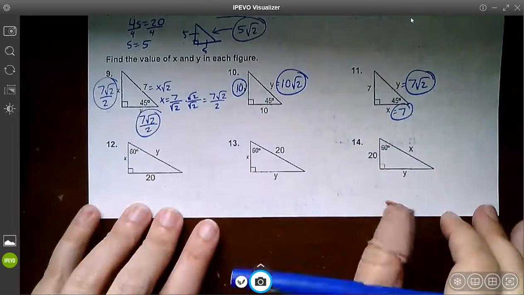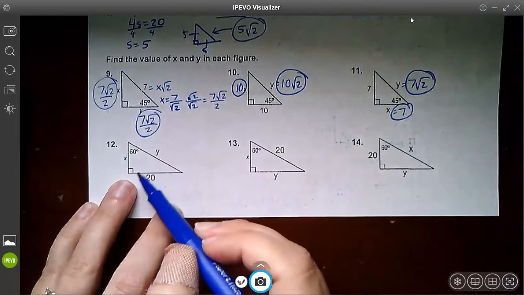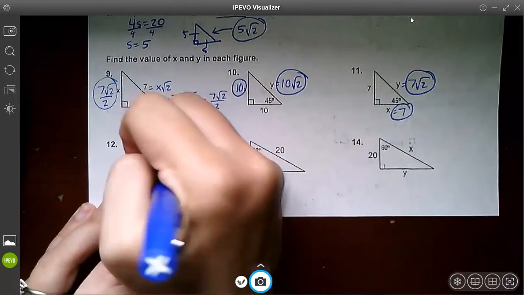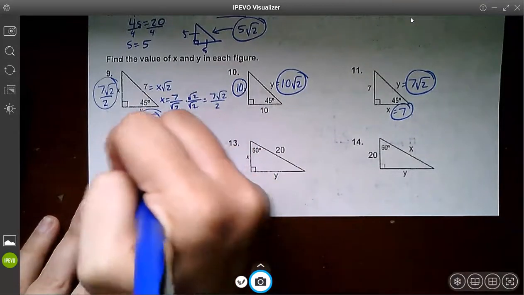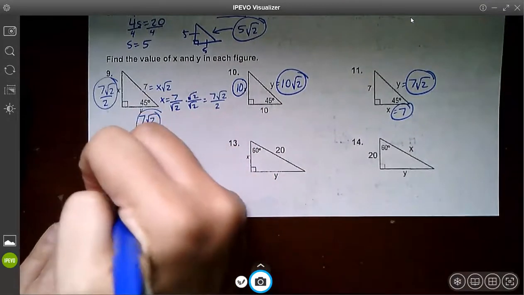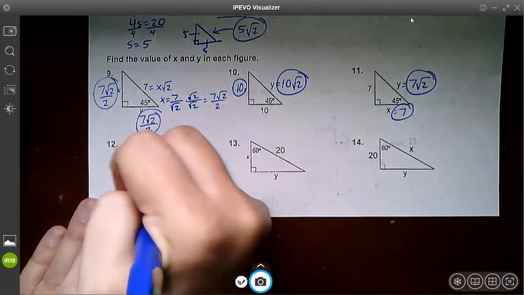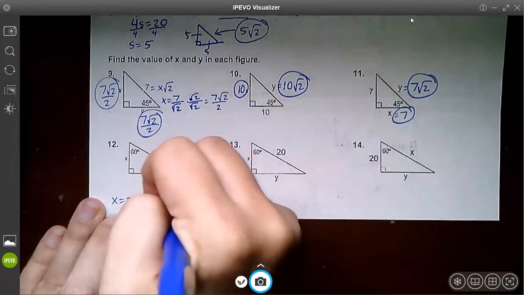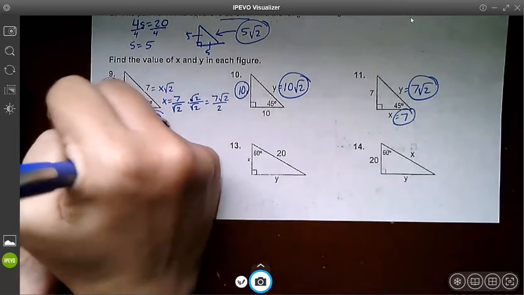Last 3 here, we have 30, 60, 90 triangles. This one, we have our long leg. So our long leg is equal to our short leg times the square root of 3. Divide by the square root of 3. You have x equals 20 over root 3. Rationalize. 20 root 3 over 3. 20 is not divisible by 3, so that is just how we're going to leave it.